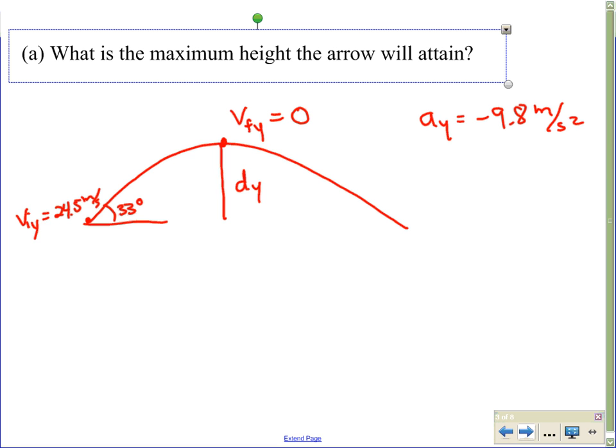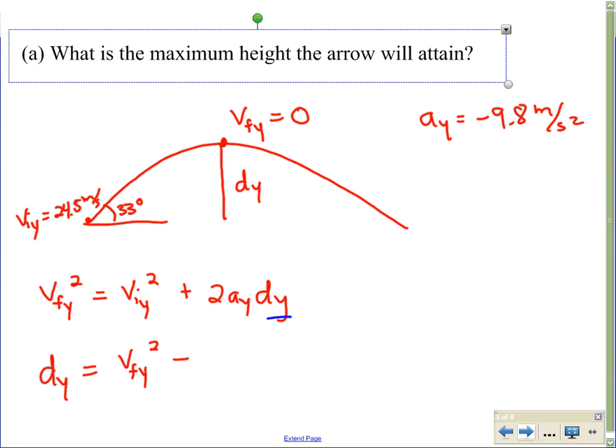So I would like to use the basic equation. I'm going to put Vfy squared equals Viy squared plus 2Ay dy, because everything is in the vertical direction. We're solving for dy. So rearranging and isolating dy, I have dy is equal to your final velocity in the y direction squared minus your initial velocity in the y direction squared, all divided by 2 times a subscript y.